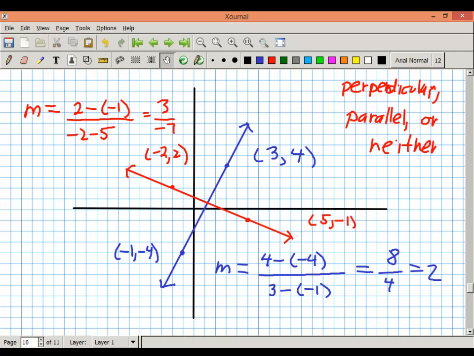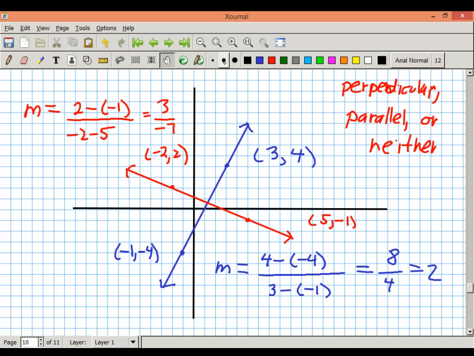Now, my red line, which I also know 2 points, negative 2 comma 2 is 1 point on that red line. Positive 5, negative 1 is another point on that red line. I'll calculate the slope of that red line using the slope formula. So again, subtract the y, so 2 minus negative 1. That gives 3 on top. That's the rise. And then subtract the x's. A negative 2 minus 5 is a negative 7 on bottom. So it turns out the slope of the red line is 3 over negative 7.